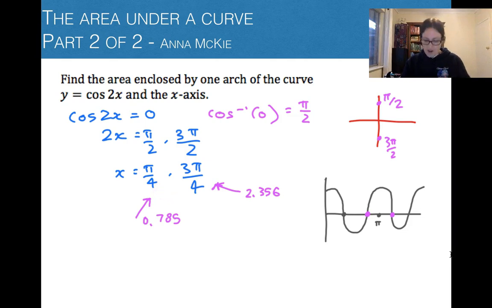And you need to now know that the period for this cos 2x function is pi. So if you take pi on 4 and add on pi to it, one period, you will get the repeating equivalent of that point. So pi on 4 plus pi is 5 pi on 4. So 5 pi on 4 is this one, and 3 pi on 4 is that point. So they are our lower and upper bounds that we now need to integrate this function.